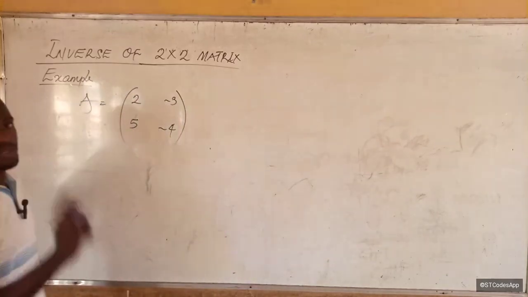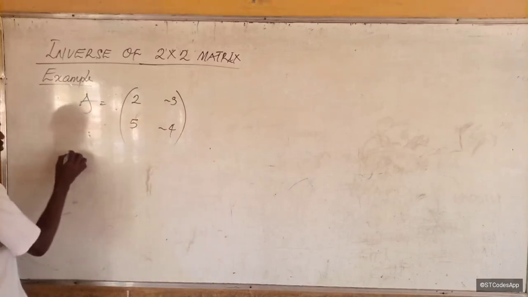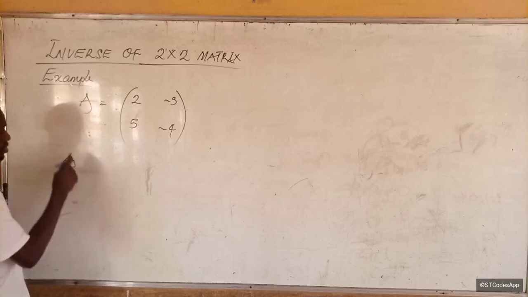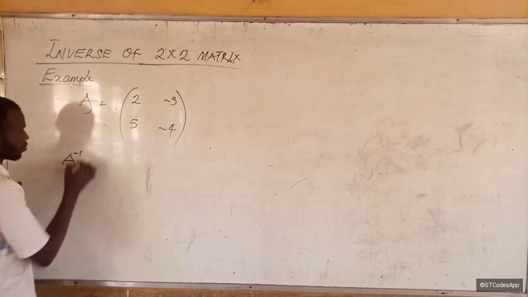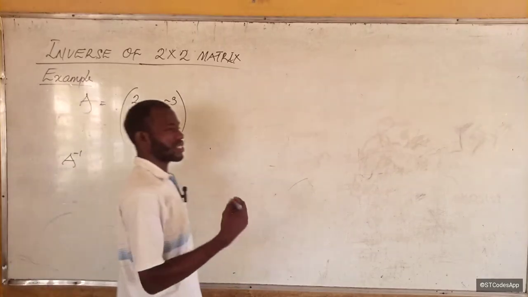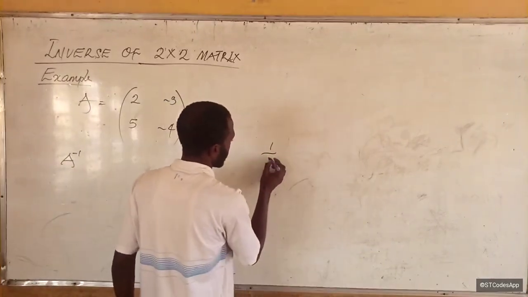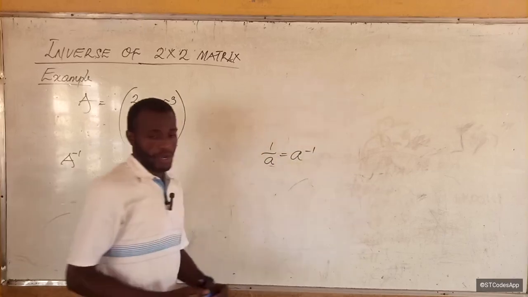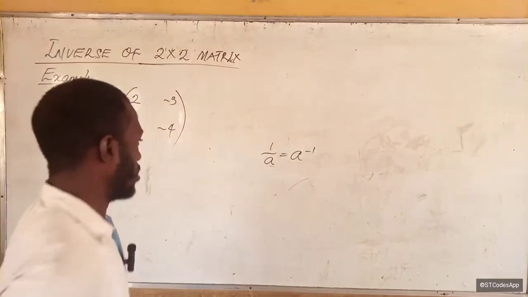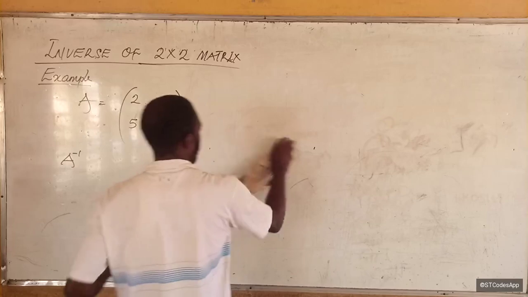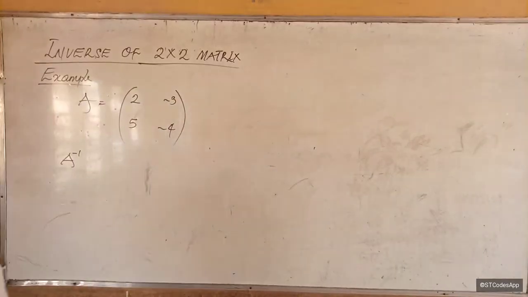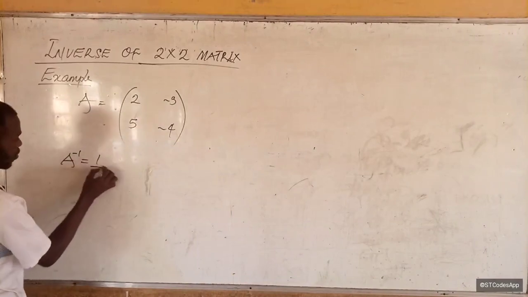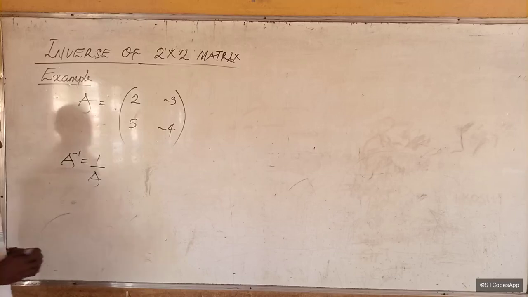First, how do we write inverse notation? Inverse notation is written like this: this matrix A raised to the power minus 1. If you remember well, even in indices, if I had 1 over A, it would be written as A raised to the power minus 1. So the notation doesn't change; it's the same way we write it. A raised to the power minus 1 is the same as 1 over A.